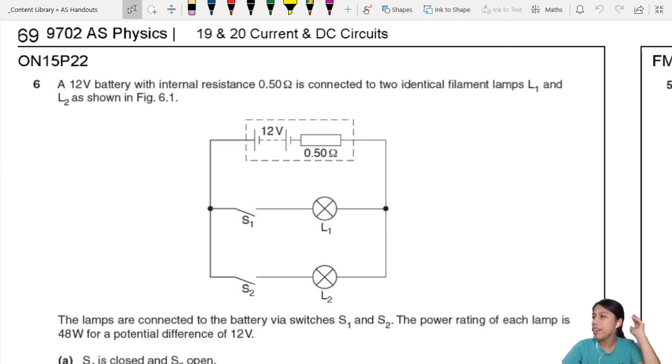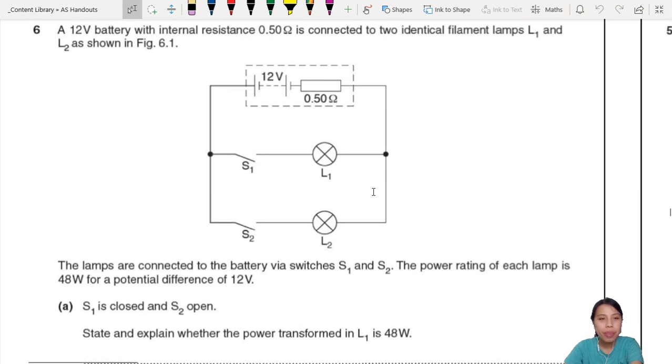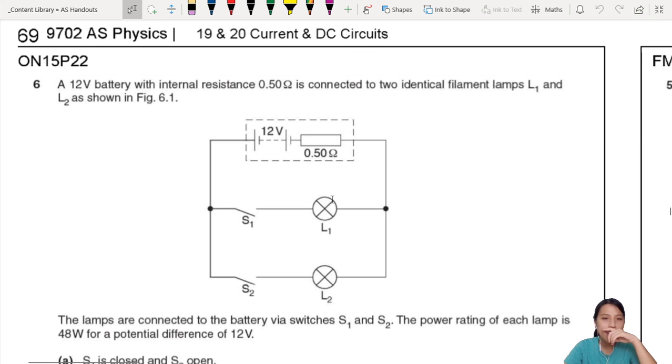Now this one's on page 69. We'll only do the first part. The other parts we're going to save for later. You can try out part B, but the topic comes later. Okay, so we have bulbs in parallel now.